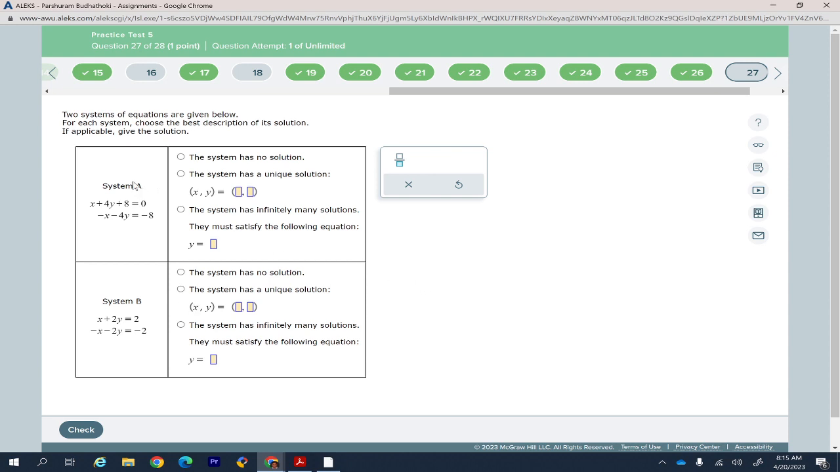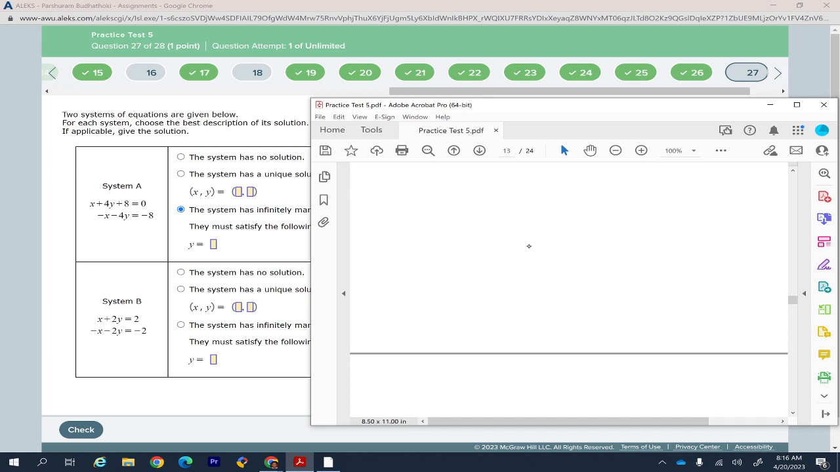Okay, you can find the solution, or if you don't have the solution, then you can choose one of the answers here. If you look at this equation, x plus 4y plus 8 equals 0, and then the second equation, if you multiply both sides by negative, it will be x plus 4y plus 8 equals 0. So both of them are the same equation. So the system has infinitely many solutions, and you can write down the value of y.